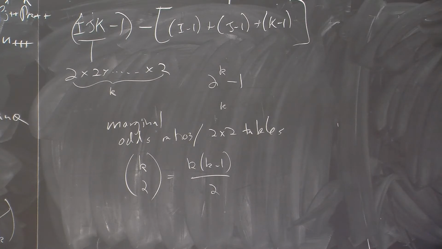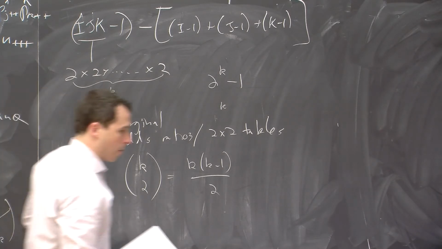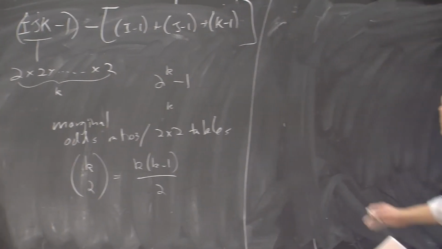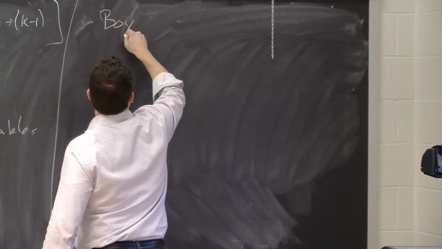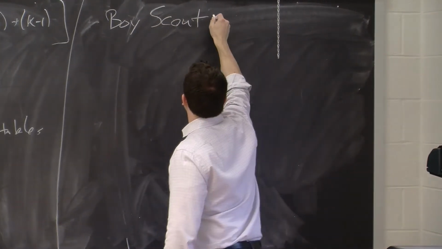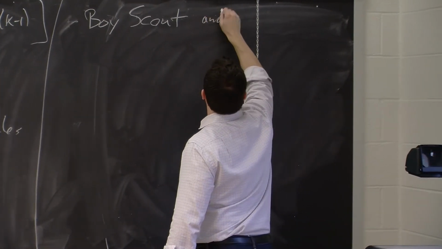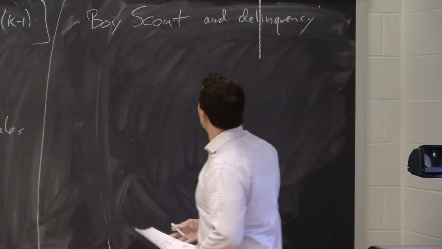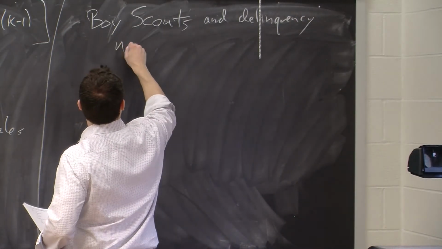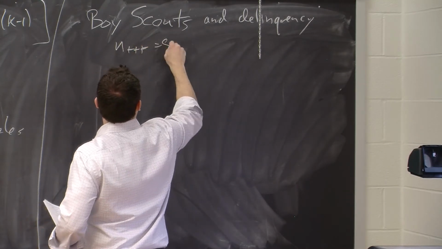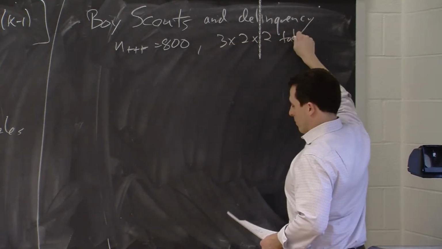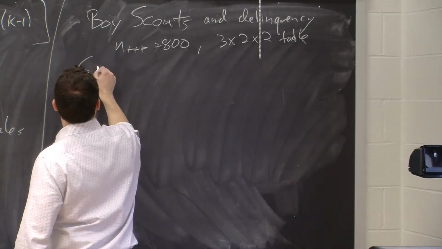So let's start on one of these examples that's from the notes, which is this Boy Scout example. We're not going to get through all of it today, but it will start to show the value of thinking about these different models and how we consider different versions. Boy Scouts and delinquency. So here we have n plus plus plus equals 800, and we have a 3 by 2 by 2 table. And the table is socioeconomic status.